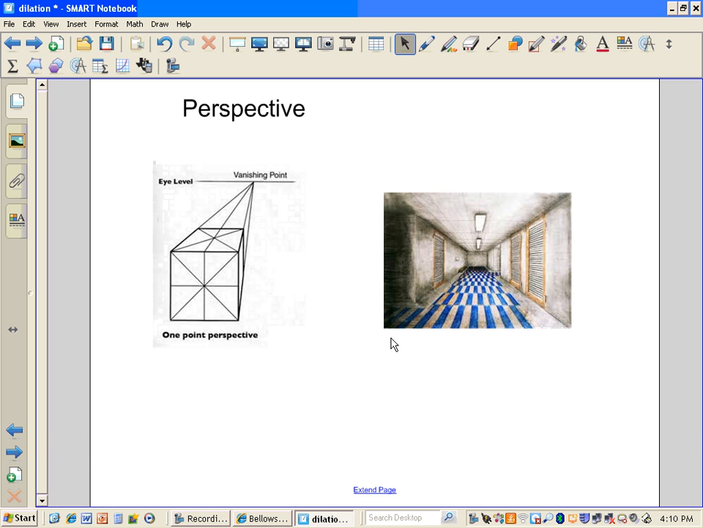Perspective also can be seen looking down a long hallway. Things at the end look much smaller. Or here, an example of one-point perspective. This square here is getting smaller and smaller by increments until it's just a point that we can't see anymore. So this process of getting smaller and smaller by increments, we're multiplying by a scale factor.